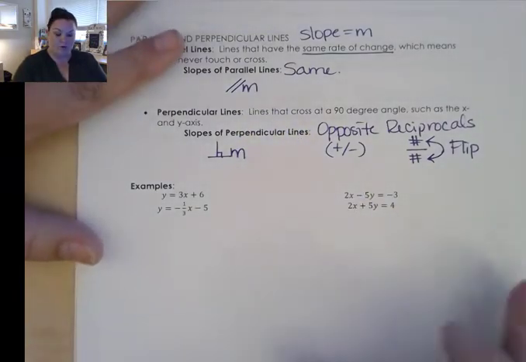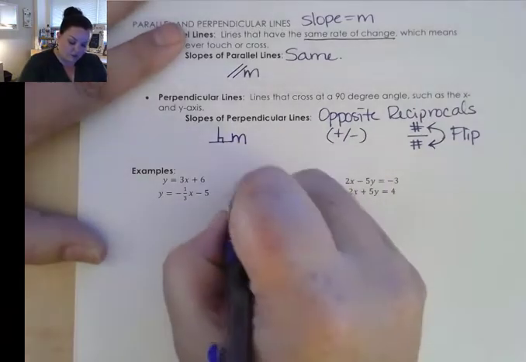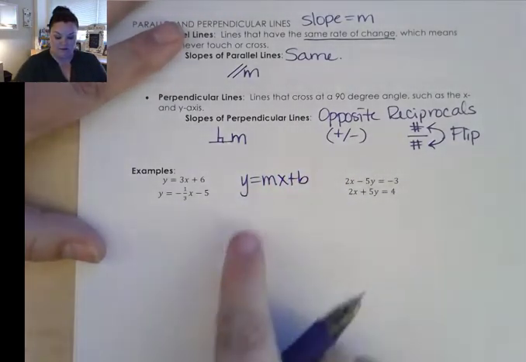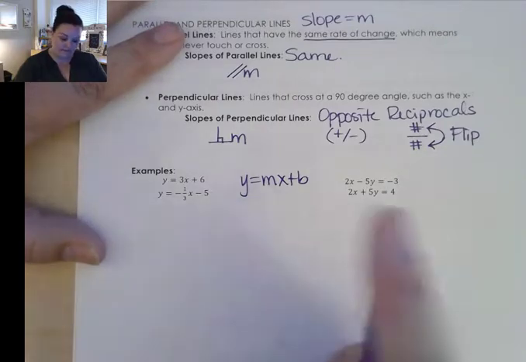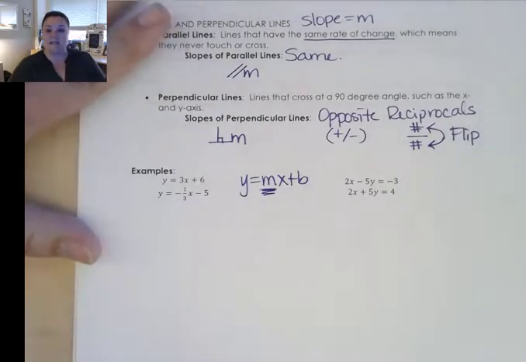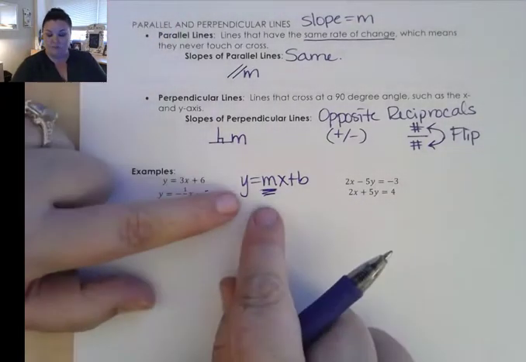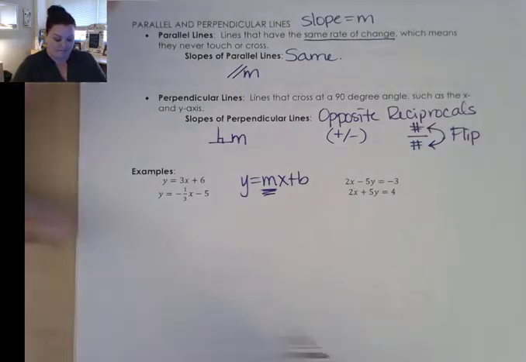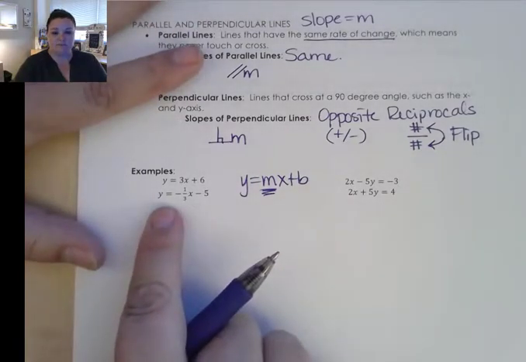Okay? Now in order to do that, we want to make sure each line is written as y equals mx plus b. Because if we have it written in slope-intercept form, we can easily see the slope. And then all we have to do is compare it. Are the slopes the same? Are the slopes opposite reciprocals? Or are they unrelated in any way? Okay? So let's look at this first example.